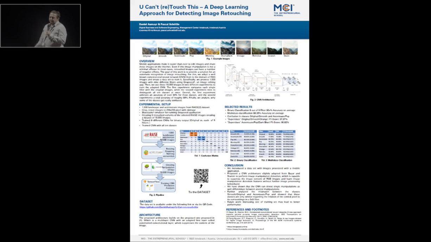Then we conducted several experiments. First, a binary classification, the original image versus all of the manipulated ones, where we have, in most cases, accuracy over 96%. Then we conducted a multi-class experiment, where we have an average accuracy of 88%. If you want to use the dataset, you can use the QR code, or the link to the GitHub is in the paper. Thank you.